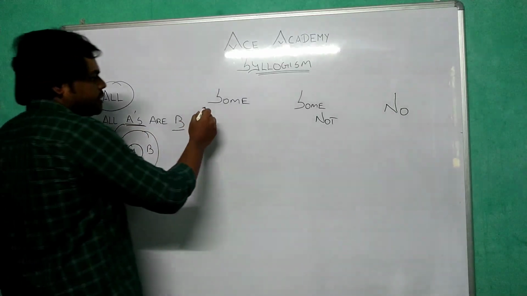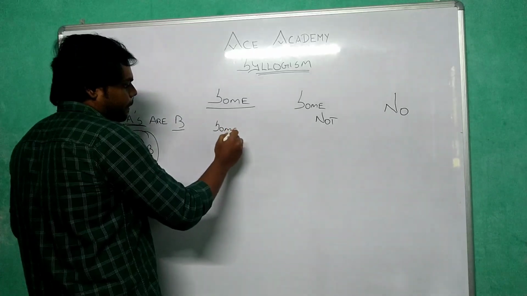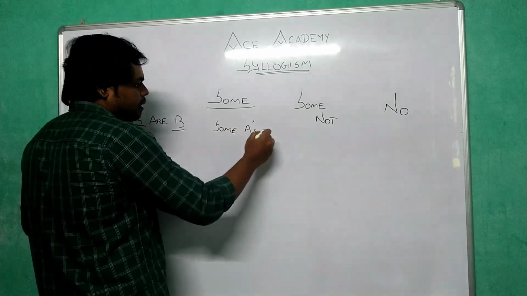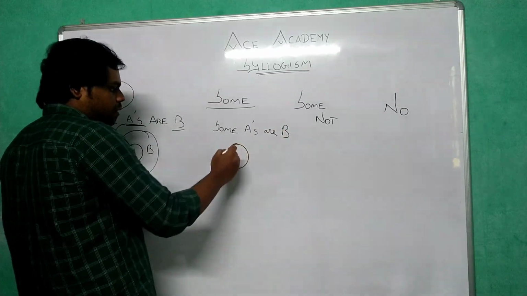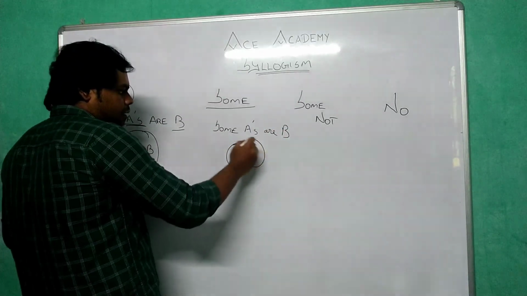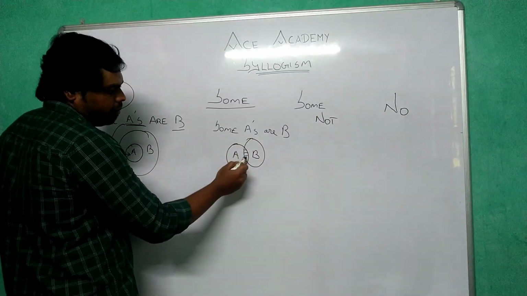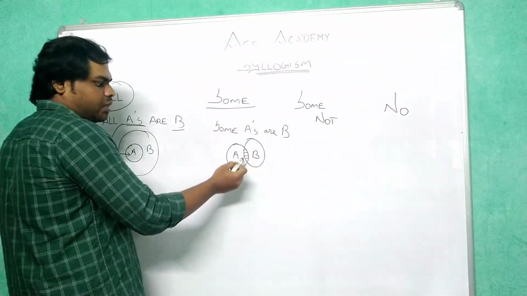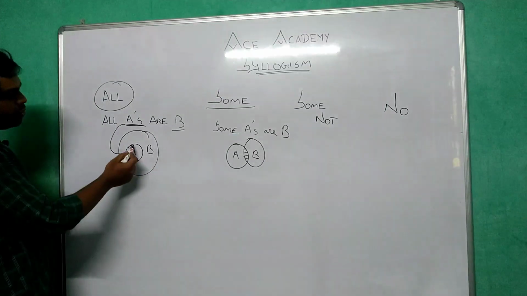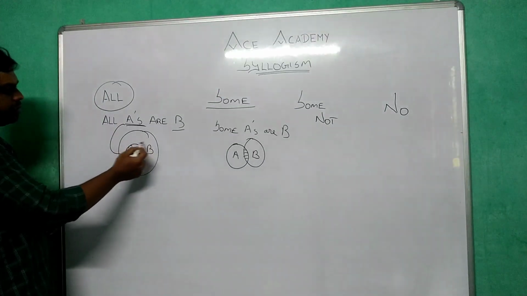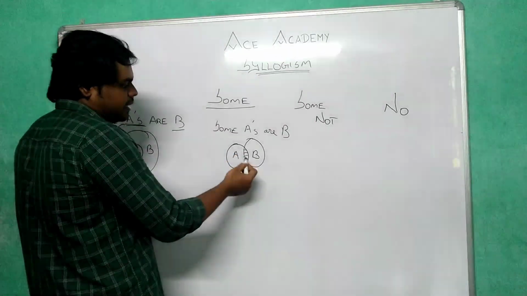Now let's see some. If I say some A's are B, we draw some A's are B, marking that some A's are A as well as B. So we draw with minimal intersection. You can see here, in all A's are B, we don't have any intersection, and here we have only some part of intersection.